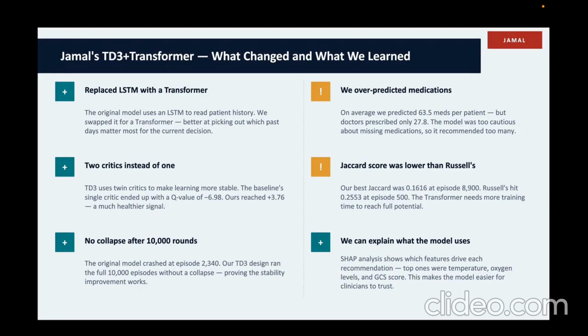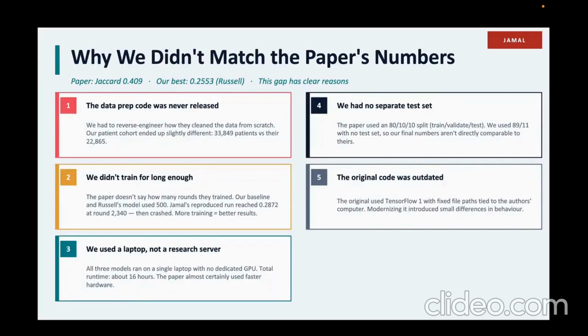We can also explain what the model uses, like which features influence the recommendation the most, and the top ones were the temperature, oxygen levels, and GCS score. This makes the model easier for clinicians to trust.